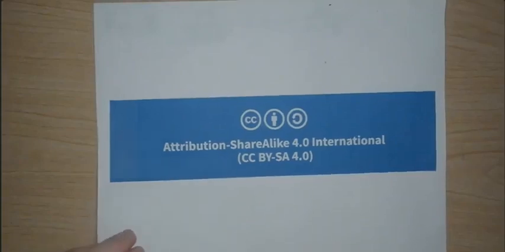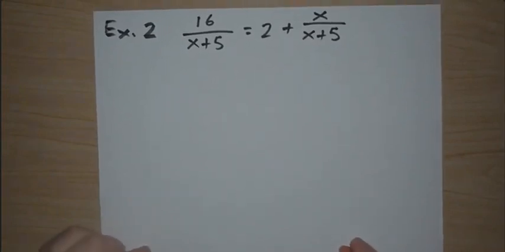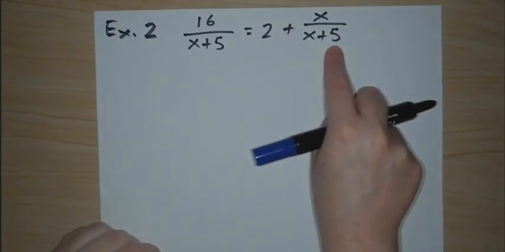This is example 2 from the Solving Rational Equations lab. We want to solve the following equation for x. What we're going to find out first is our domain restrictions, what x cannot be. So we know that when we have 0 on a denominator, that it will be undefined.